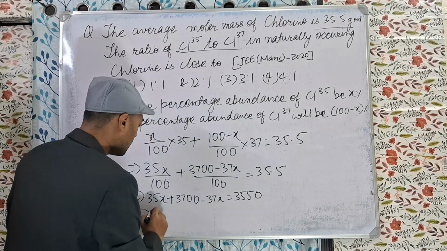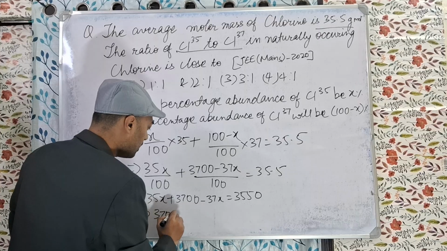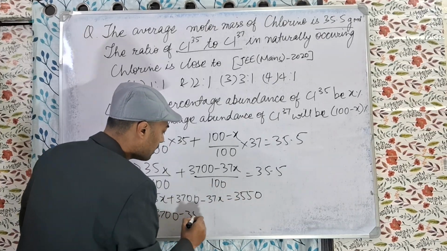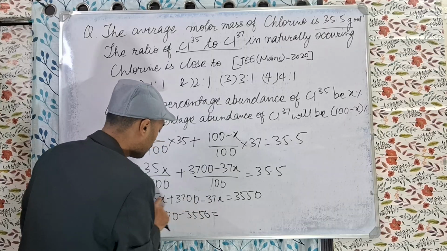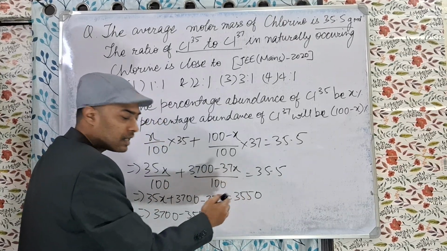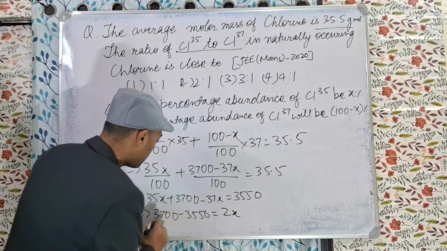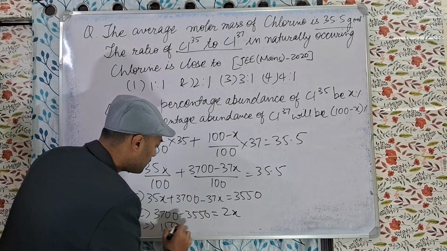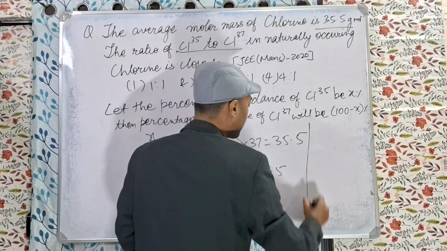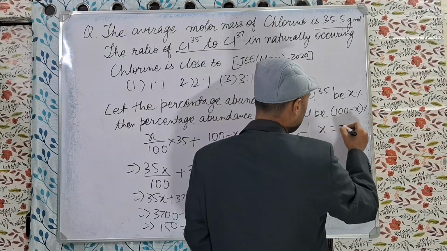If you bring this 3550 to the left hand side, this becomes 3700 minus 3550 is equal to 35x minus 37x, which is minus 2x. If you send it to the right side, it becomes 2x. So 150 is equal to 2x. So x will be equal to 75.